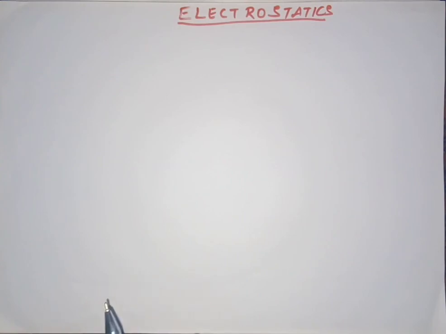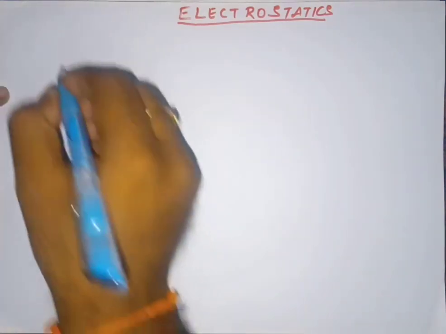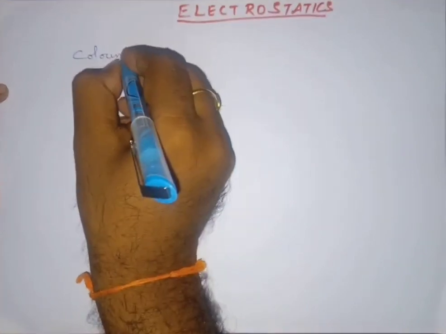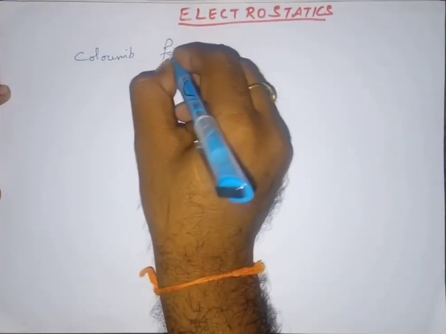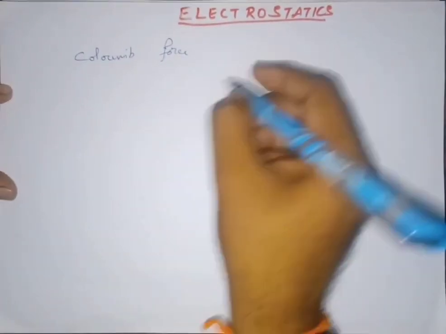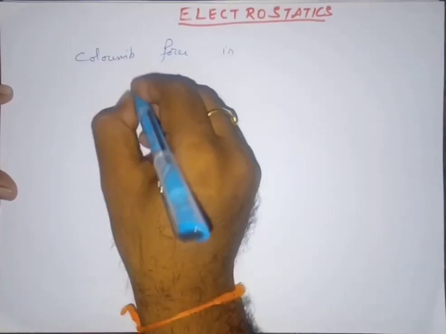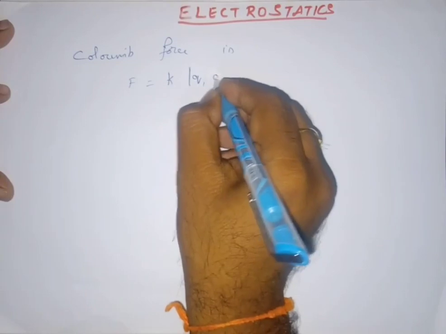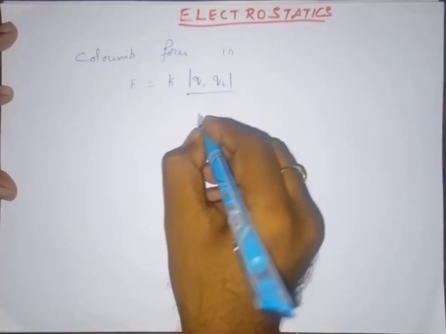Okay, so then we start with Coulomb's force. We already know what is meant by a Coulomb force, but let us see what exactly it actually means. So the Coulomb force is F is equal to K mod Q1 Q2 by R square.